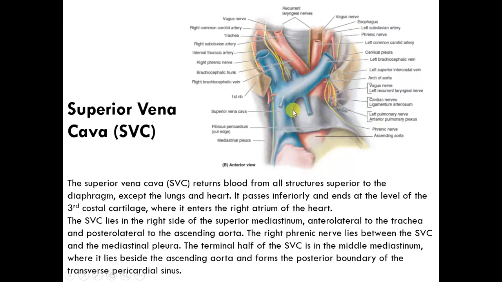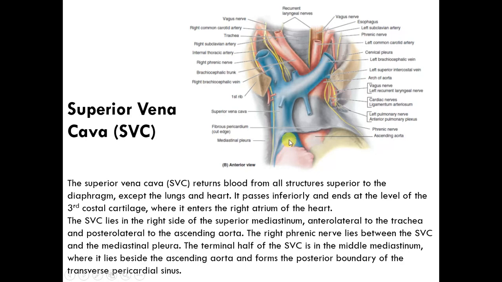Now, first we come to the superior vena cava. The superior vena cava is formed by the union of the right brachiocephalic vein and left brachiocephalic vein. It is formed by the union behind the sternoclavicular joint or behind the first sternocostal joint, and it descends vertically downwards, and it ends at the level of the third costal cartilage, where it enters into the right atrium.